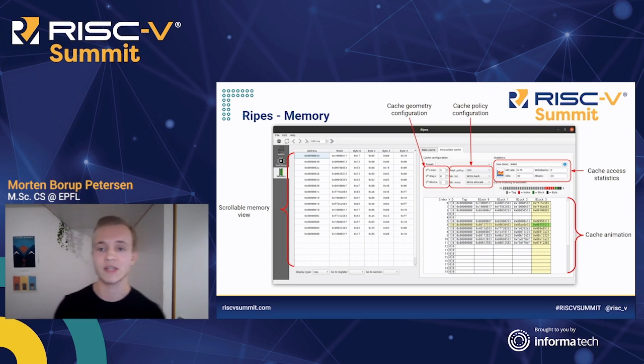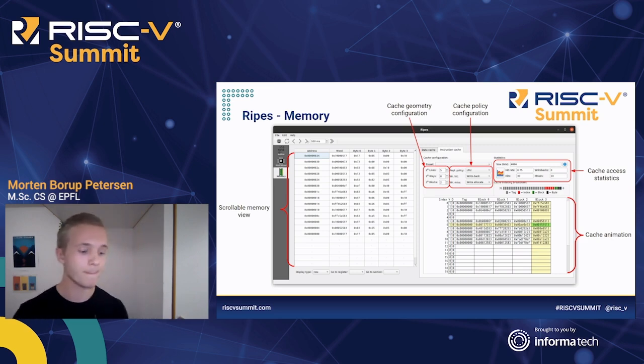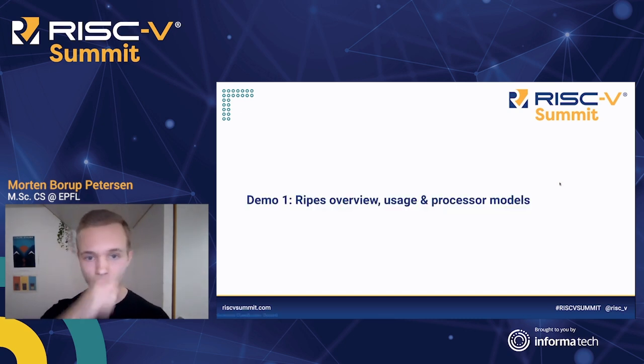And then finally, we have some cache access statistics here so we can see our hit rate, and we can also get a plot of this hit rate over time so we can see how this develops and whether we improve in our hit rate during execution of possibly a large program. Okay, so that was the overview of the user interface. What we're going to go through now is the demo of RIPES, the initial demo here.